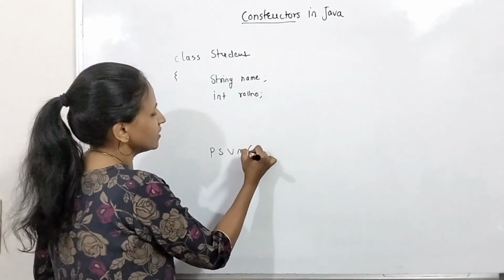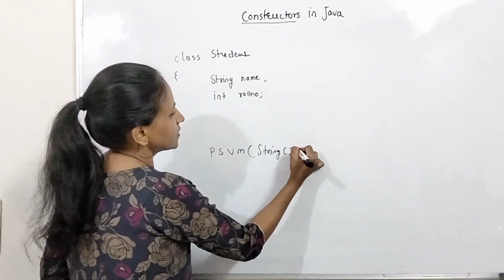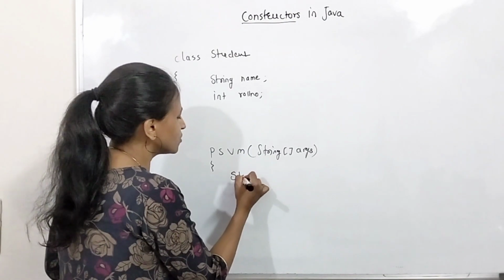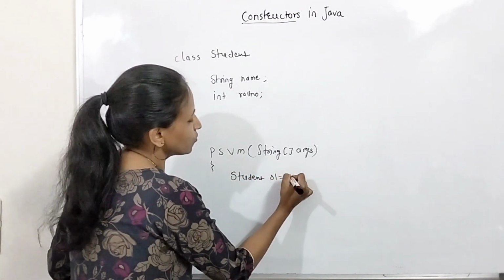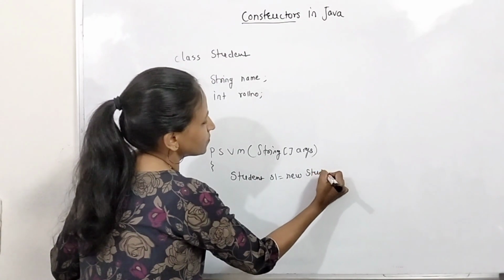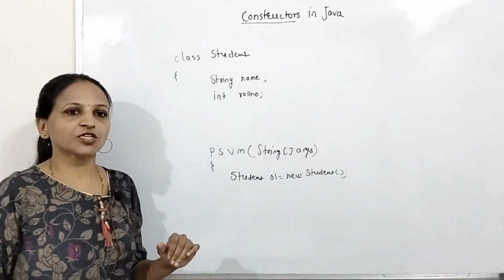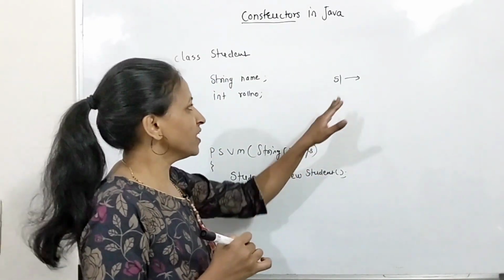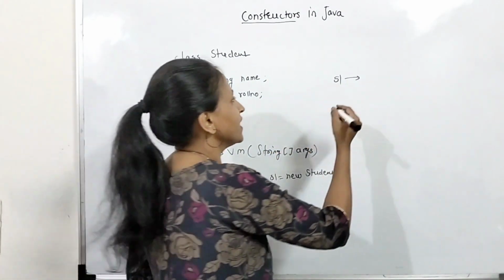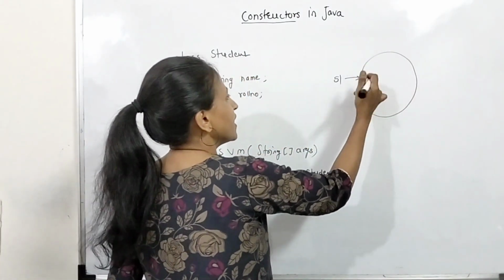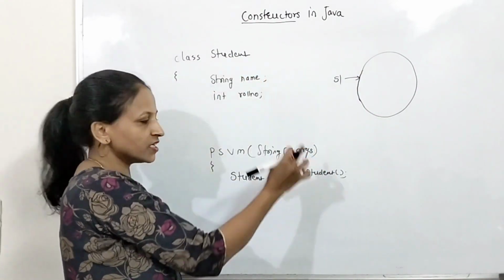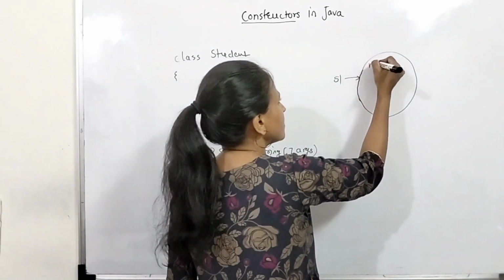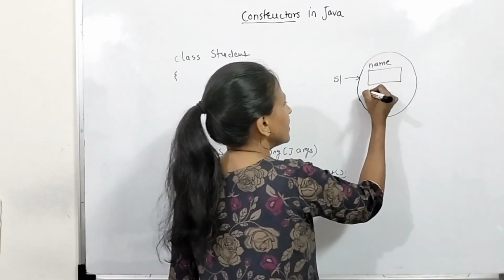Public static void main, String args. Now I can create an object of this Student class. How? Simple. Student s1 equal to new Student. In this way we can create an object of a Student class. Whenever this statement gets executed, internally the s1 reference will be created and one object will be created of type Student. Now what will happen here? Student s1 will have a name and roll number with it.